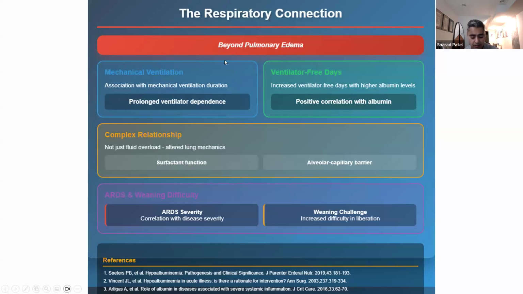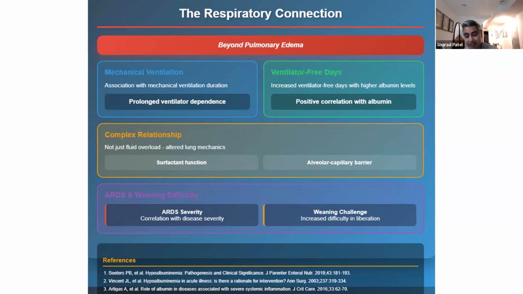What about the respiratory concerns? When you look at the analysis, patients with hypoalbuminemia have longer mechanical ventilation durations. Ventilator-free days show a positive correlation with albumin: the higher your albumin levels, the greater your ventilator-free days. There's a complex relationship here. The classic thinking is that a lower albumin leads to more capillary leak. This may be one mechanism, but it's not the whole story.